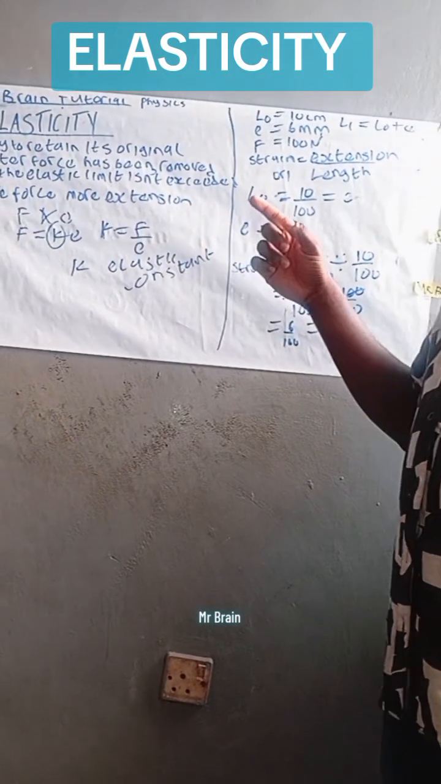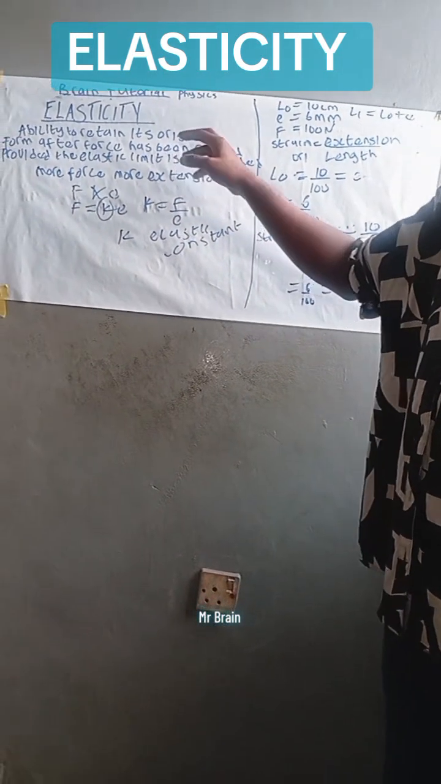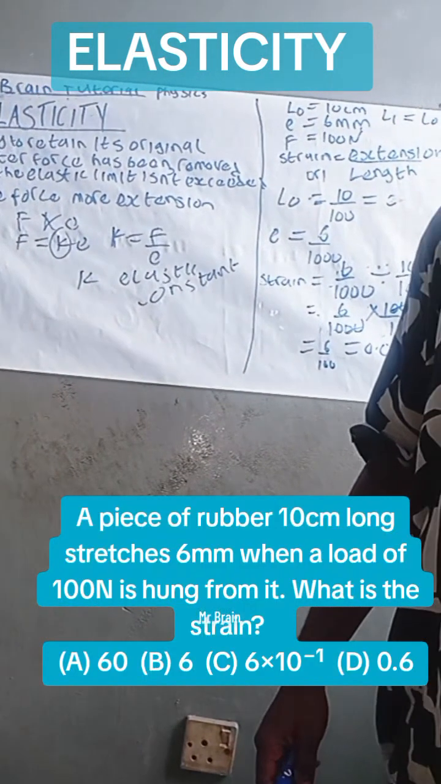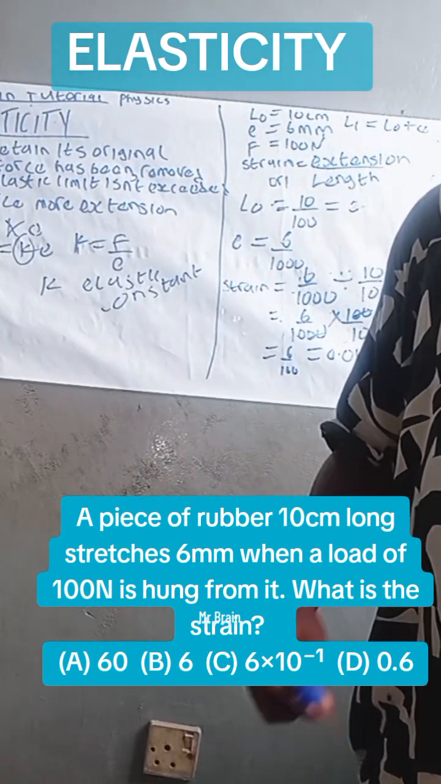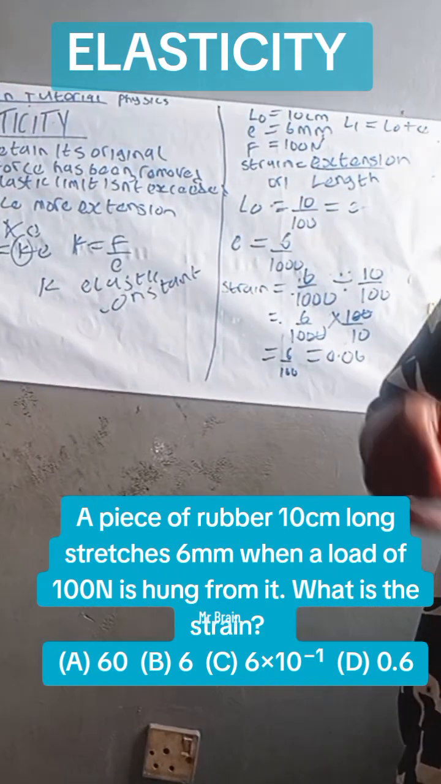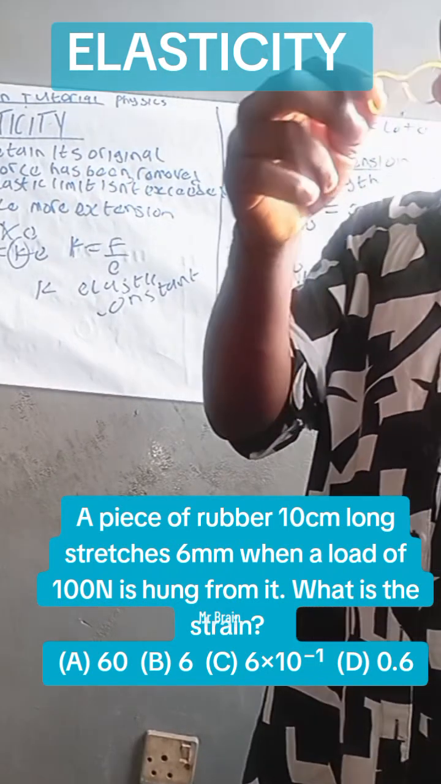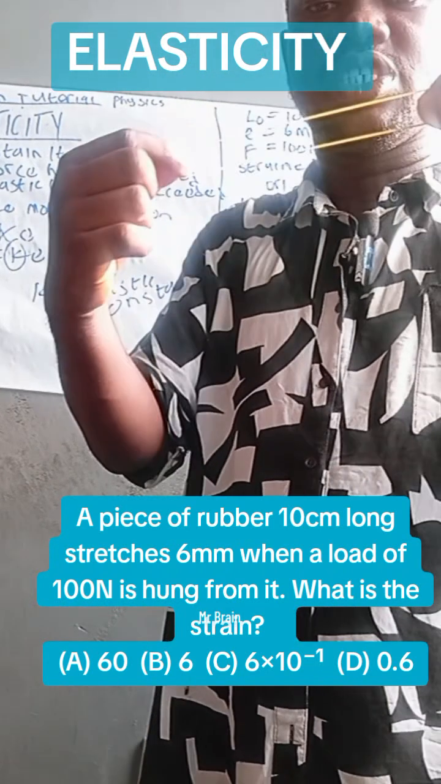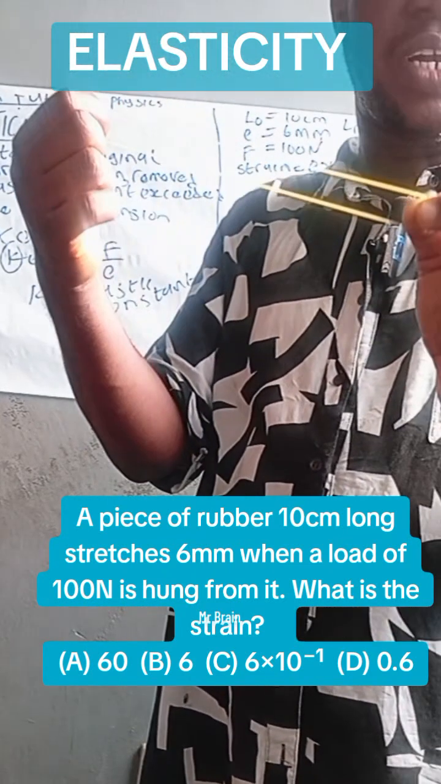So now we're going to be looking at a question under this elasticity. What is that question? A piece of rubber 10 centimeter long stretches 6 millimeter while a load of 100 newton is hung from it. What is the strain? Let's break down the question. The rubber is 10 centimeter long. When I stretch it 6 millimeter, the force that I used to stretch it is 100 newton. You are to find the strain.